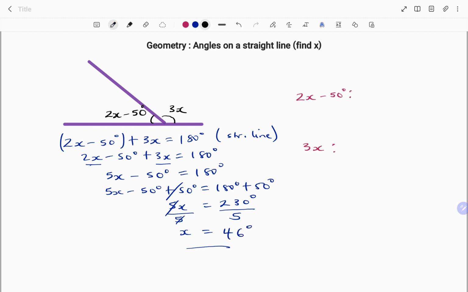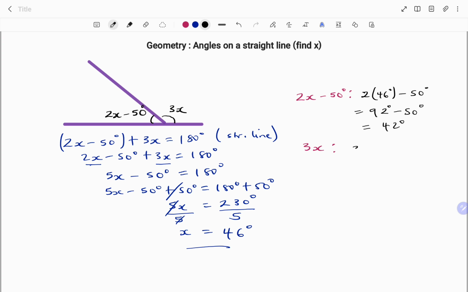To find the value of each angle, I have 2x minus 50. I'm going to replace my x with 46, minus 50. This will give me 46 times 2. 2 times 4 is 8, 8 plus 1, 92 degrees, minus 50. And from there, 92 minus 50 will give me 42 degrees.